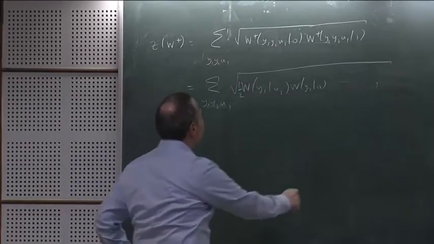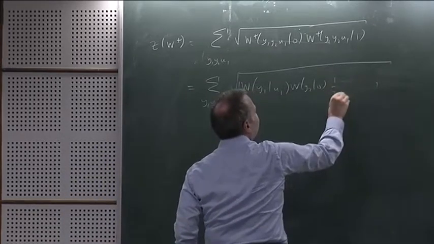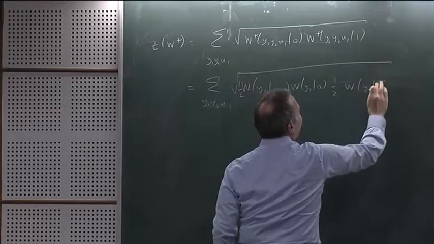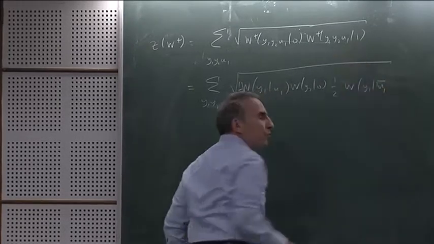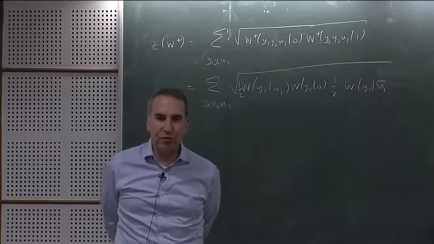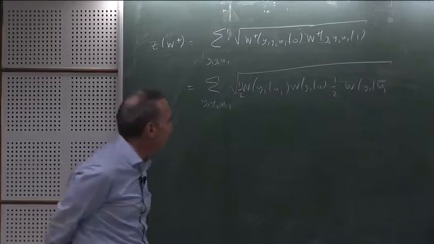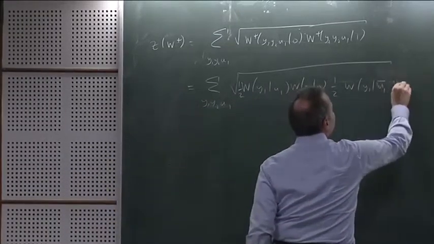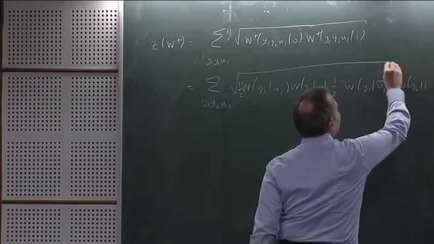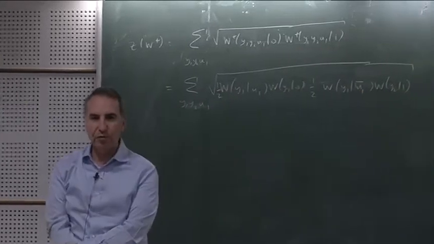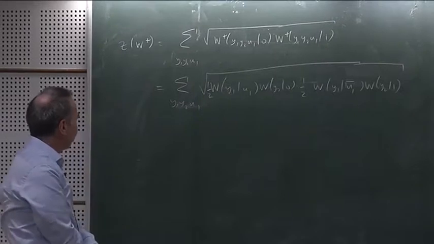And this guy is also 1/2 W of Y1 given the opposite of U1, because the first channel input, X1, is the sum of U1 plus U2. If U2 is 1, X1 is exactly U1 complement. And then we have here W of Y2 given 1. The U2 is being fed directly to channel 2, which creates Y2.